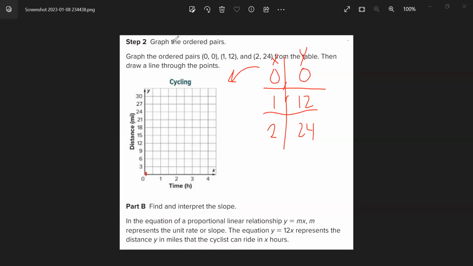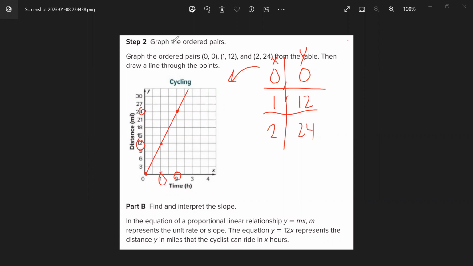(0, 0) will be right here. For 1, we go here, (1, 12). So x is 1, y is 12. That's my second point right there. When x is 2, y is 24. So my third point will be right there. Then I draw the line. The line should pass through every single point. So we graphed it.